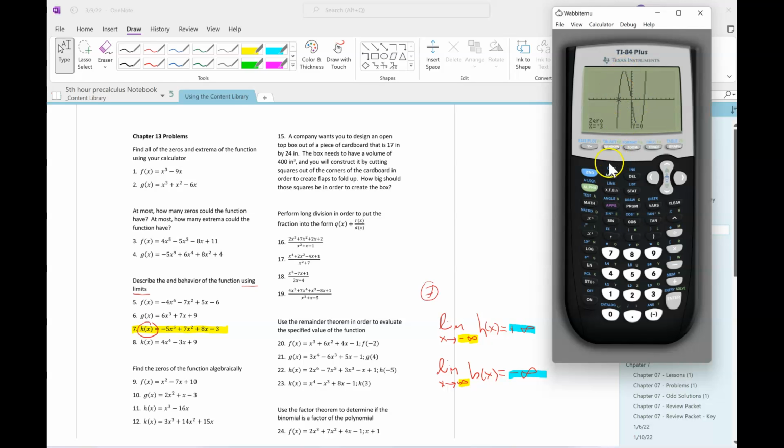And then to do the min and the max, same idea. I press second, trace. Let's say I want to find the maximum this time. It's going to ask me the same 3 questions: left bound, right bound, and guess. So my max is up here. That's on the left side, so I'll press enter. Move my cursor so it's on the right side somewhere. There we go. Press enter. Guess doesn't matter as long as there's only 1 in between. And then at the bottom of the screen, it spits out the maximum.